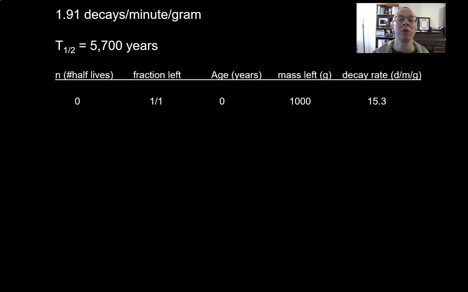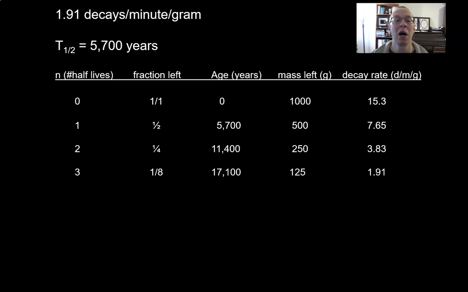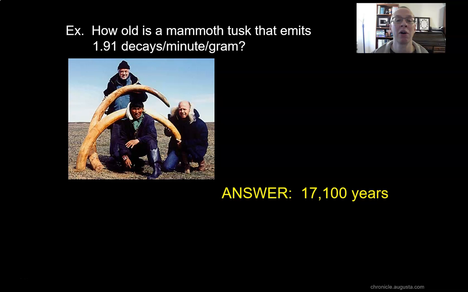Okay, so what we're going to do here is we're going to set up our data table as I showed you. This mass left column should not be in there. Please ignore that. And what we're going to do is take our data table and continue moving down until we get to a decay rate of 1.91 decays per minute per gram. So once we have that, we can now cross-reference to our age and we can find out, oh yes, this organism was 17,100 years old when it died. So this is indeed our answer.